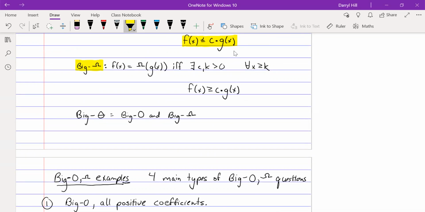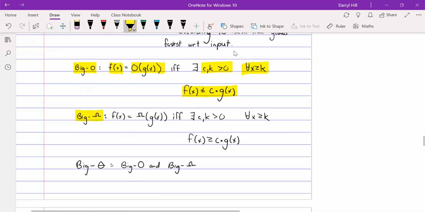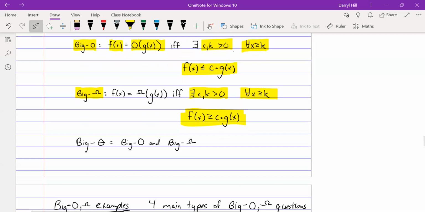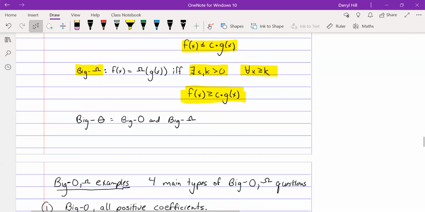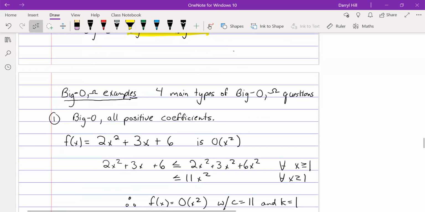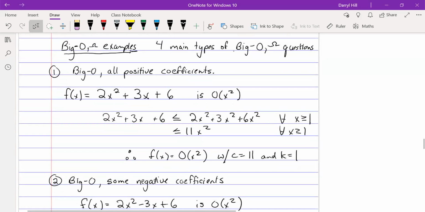Big omega is basically the same thing. We want the two constants, and we want all x greater than or equal to k, but in this case, instead of the less than or equal to that we get in big O, we get greater than or equal to c times g of x. And big theta is simply if it's big O and big omega of the same function, then we say it's big theta of that function. So that means it's a tight bound on the growth of that function. I did do some examples.